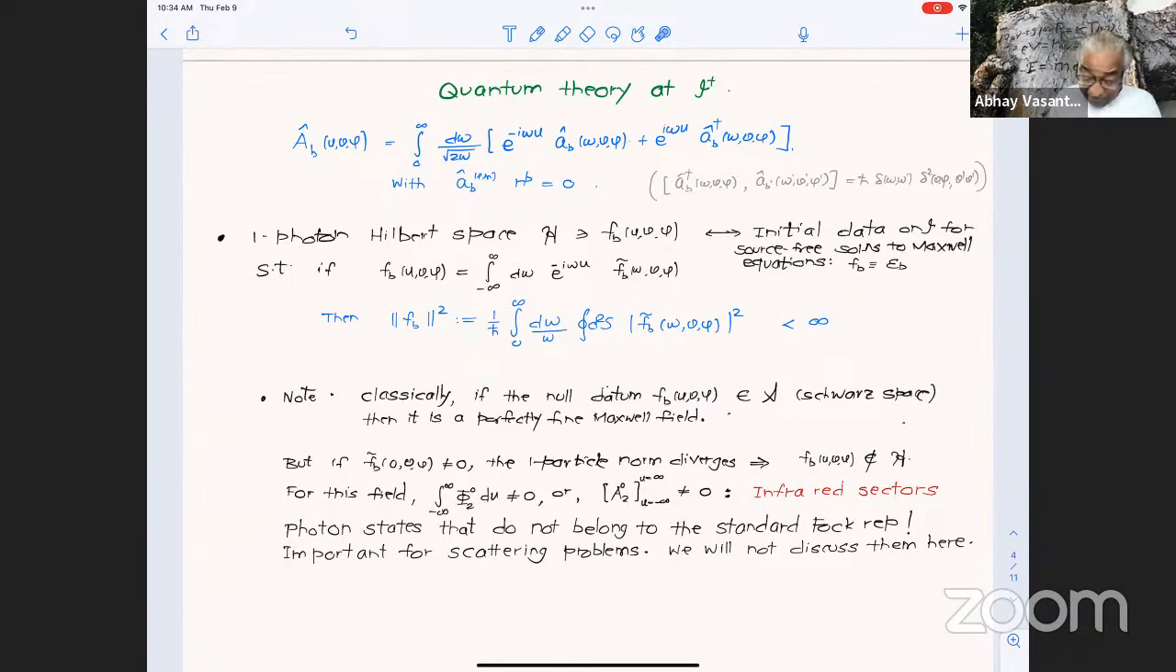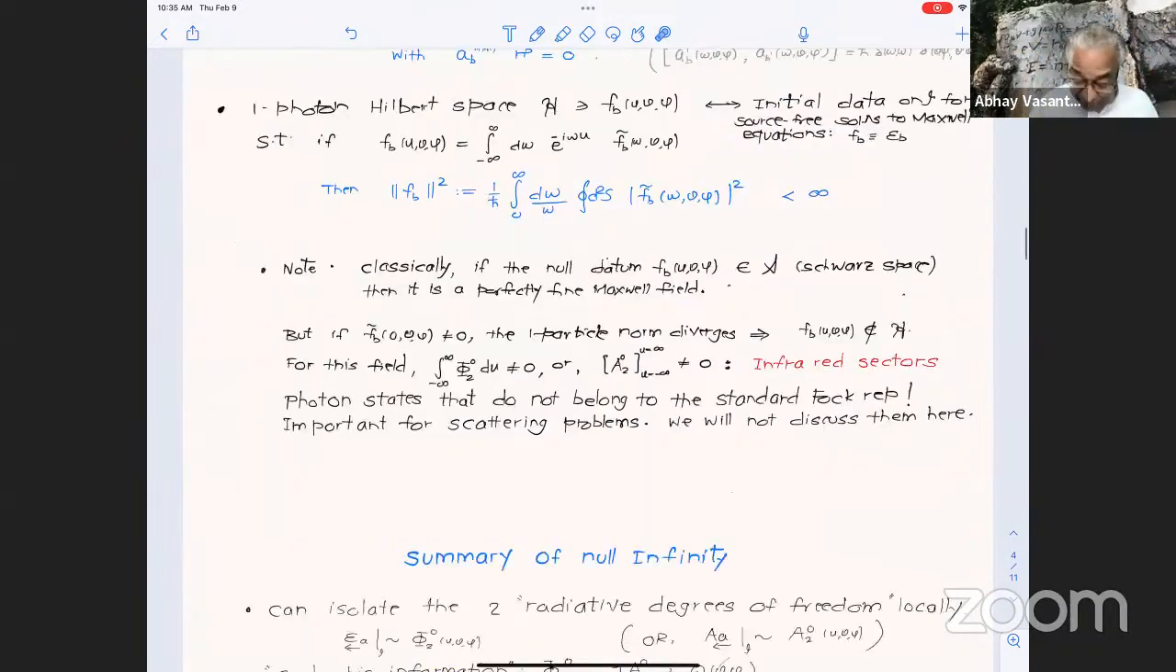When this happens, what we have is these infrared sectors. These A's are not elements of the standard Fock representation, but they are elements of some other dressed Fock representation or infrared Fock representation. And therefore, they're not the standard photons. They carry some additional information in them. And these are very important for scattering problems. But for this talk, I'm not going to go into that because there's another complication which is not relevant. But I want to tell you right here that even for free field theory, there's another phase of photons which are caused by infrared sectors.